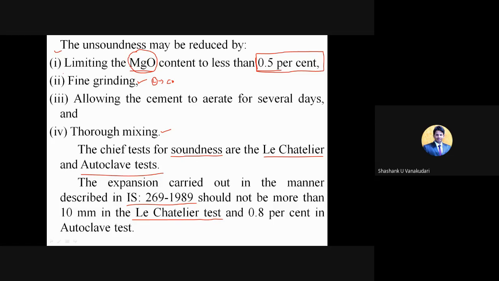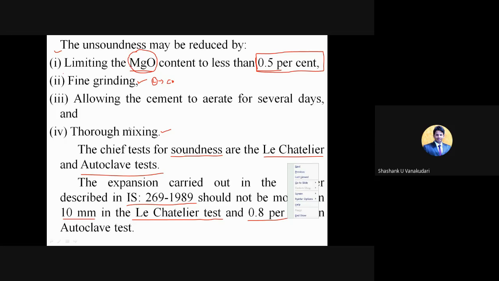So in that soundness test, that volume or that size should not be more than 10 mm. Okay, and similarly in the autoclave apparatus, the result should not be more than 0.8% in the autoclave test. Okay, it should not be more than 0.8% in the autoclave test, and it should not be more than 10 mm in Le Chatelier's test.